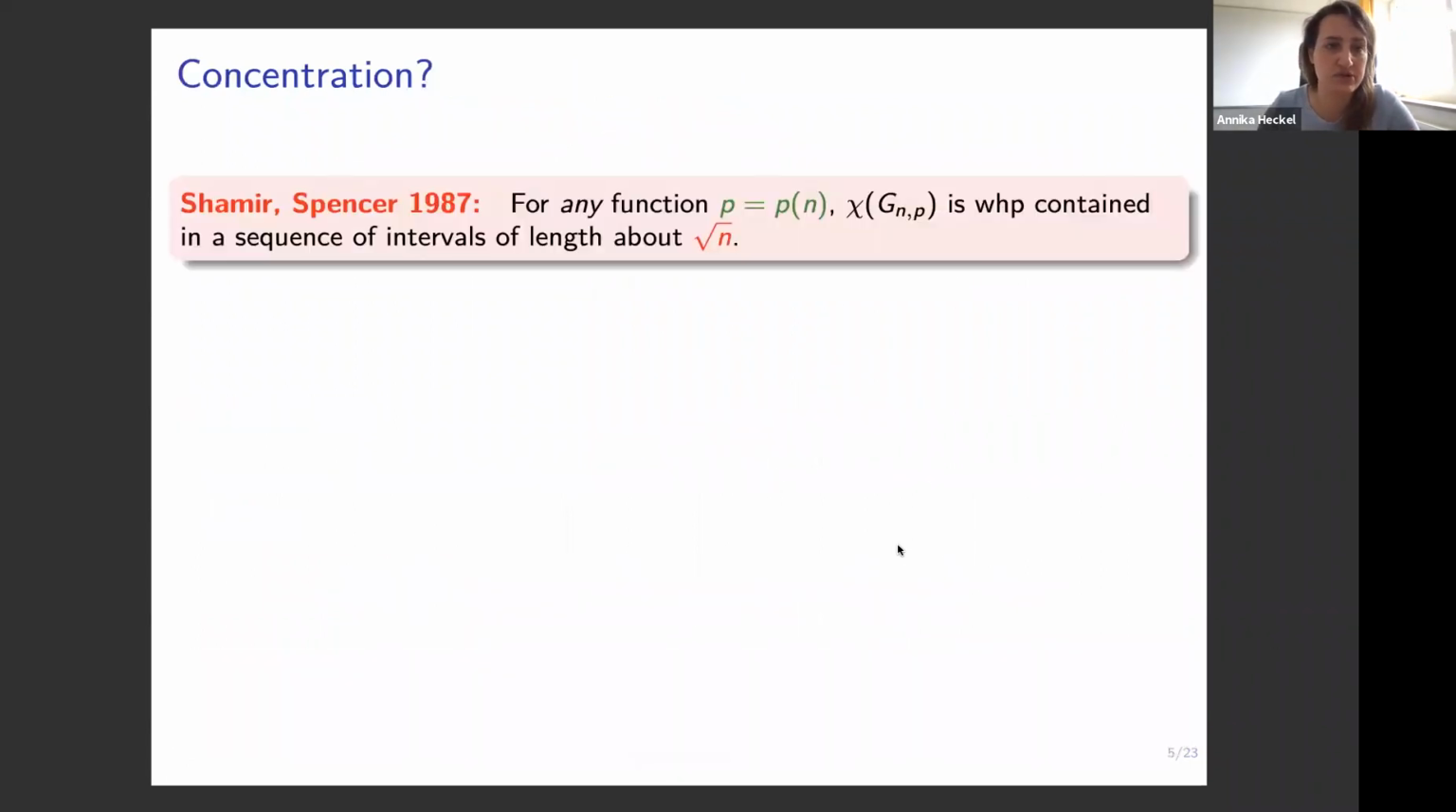So there's a very general result by Shamir and Spencer from '87. They proved, using martingale concentration, that the chromatic number of G(n,p) for any function p of n, so you can plug in any p of n that you like, lies in a sequence of intervals of length about root n that contains the chromatic number with high probability.